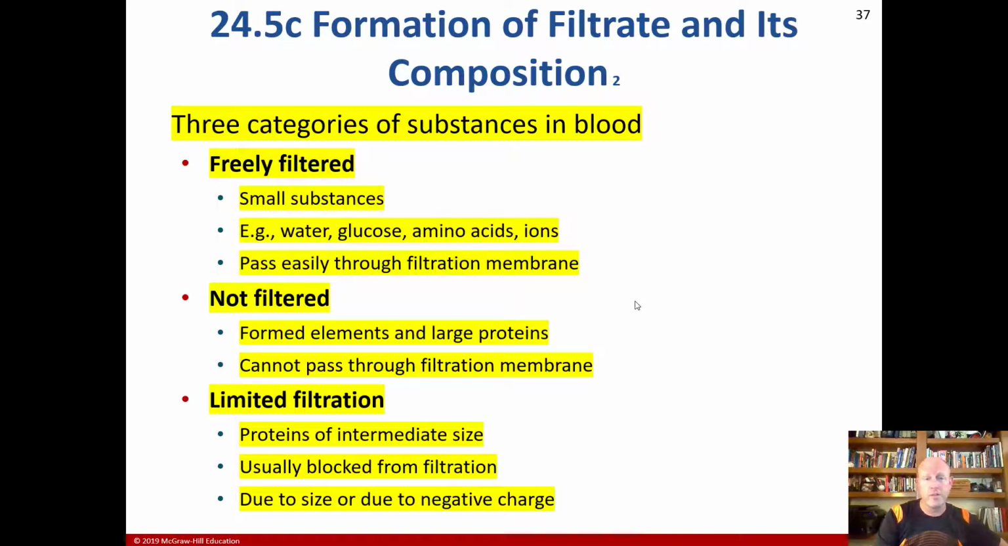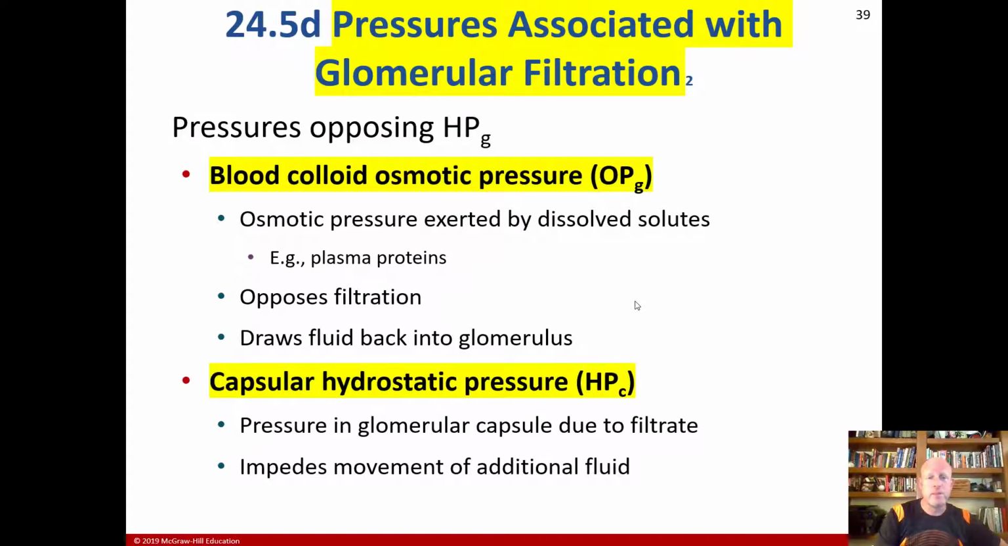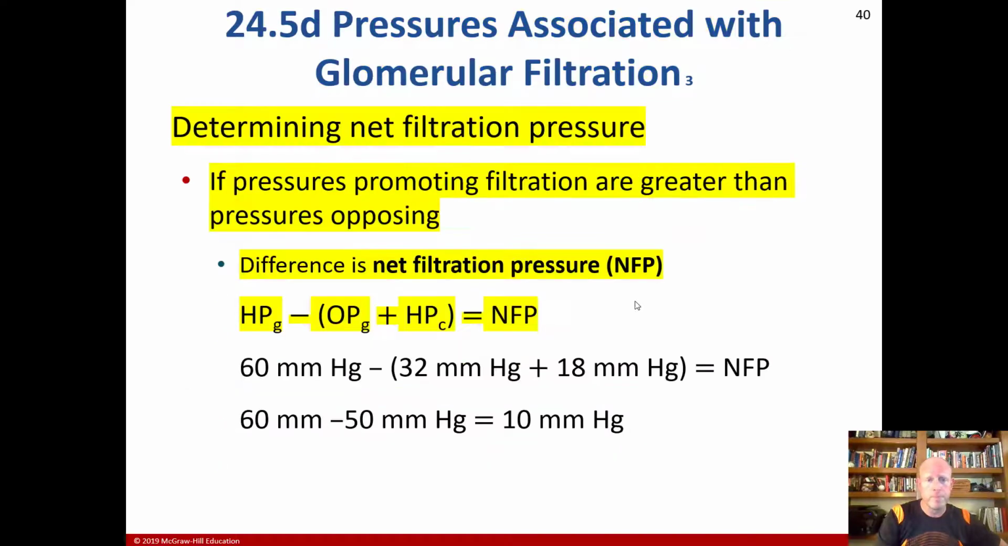As far as formation of filtrate and its composition, make sure you can identify the 3 categories of substances in blood specifically, and what different solutes are freely filtered, not filtered, or involved in limited filtration. With pressures associated with glomerular filtration, make sure you can identify specifically what glomerular hydrostatic pressure is, as well as blood colloid osmotic pressure and capsular hydrostatic pressure, and how they relate to one another. There are at least a couple different questions in that regard.